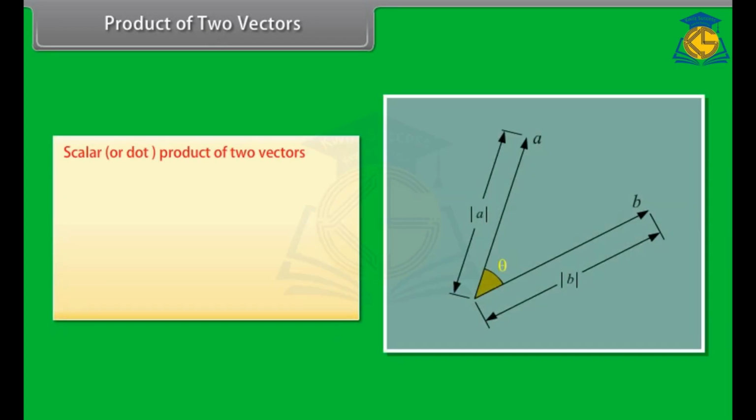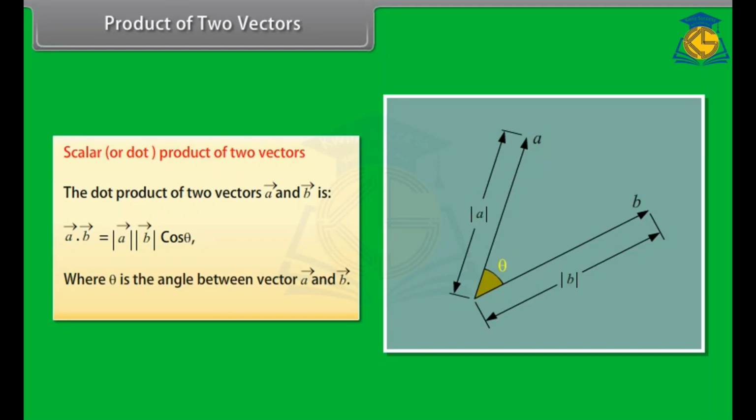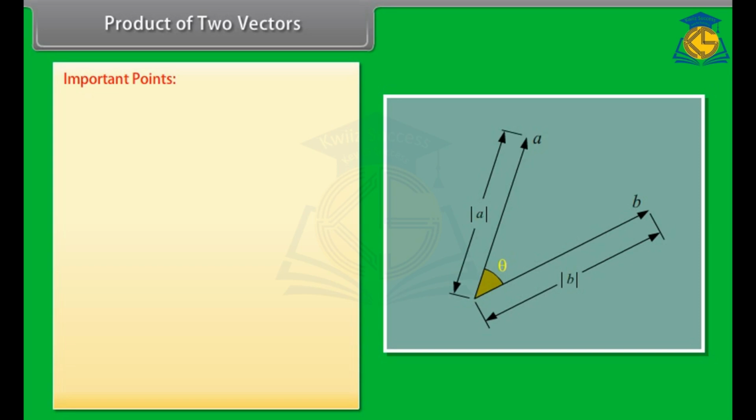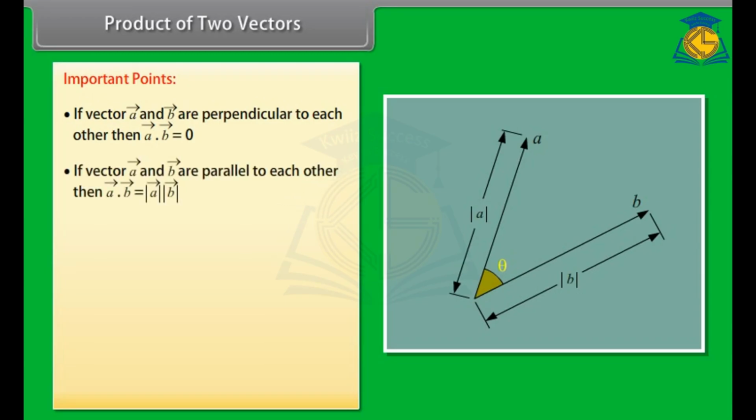Product of two vectors. Scalar or dot product of two vectors. The dot product of two vectors A and B is the magnitude of A times the magnitude of B, multiplied by the cosine of the angle between A and B, where theta is the angle between vector A and B. Important points. If vector A and B are perpendicular to each other, then the dot product of vector A and B is 0. If vector A and B are parallel to each other, then the dot product of vector A and B is magnitude of vector A into magnitude of vector B.